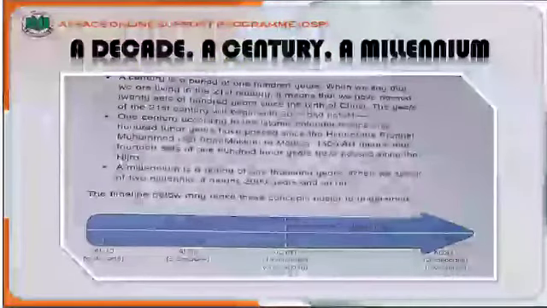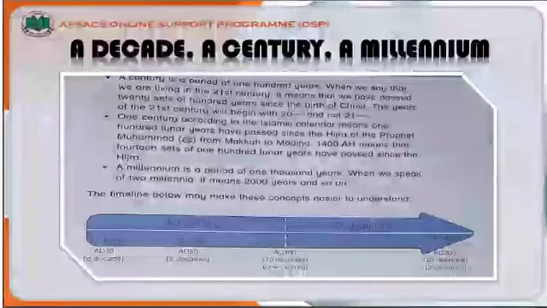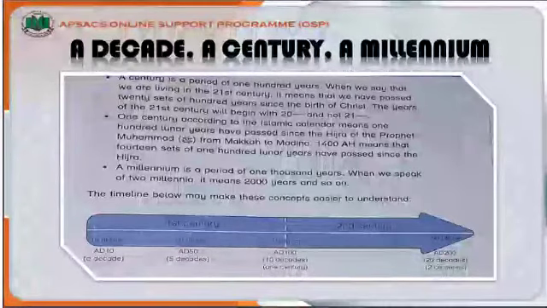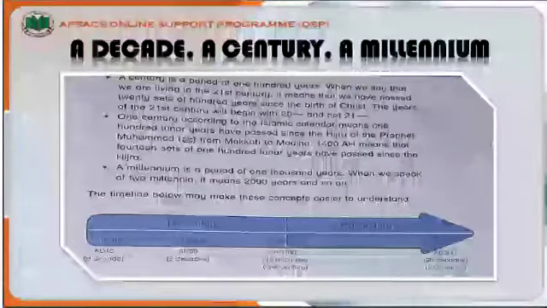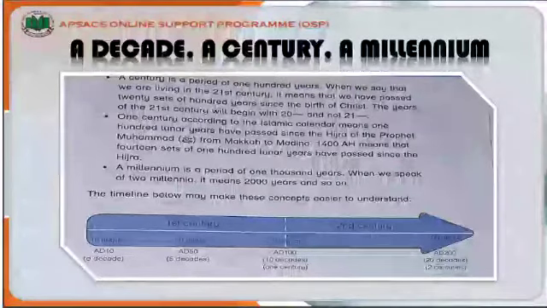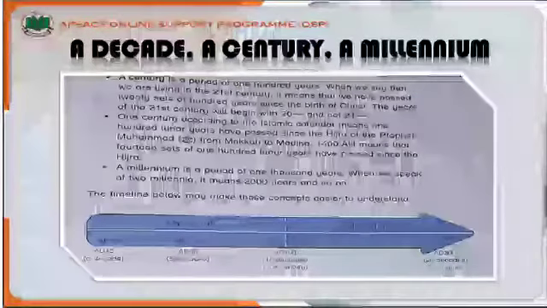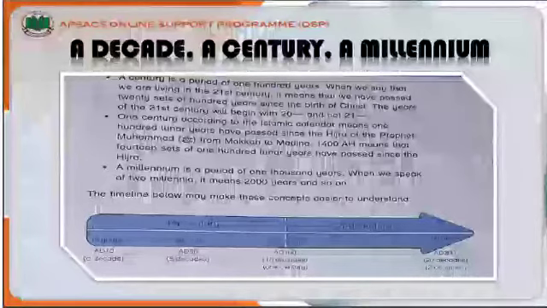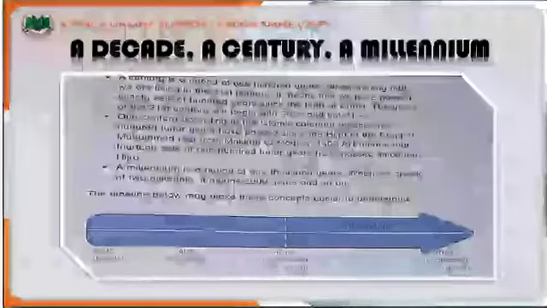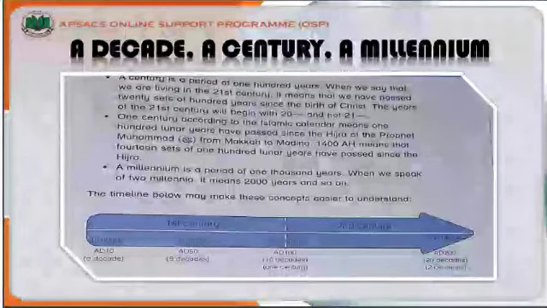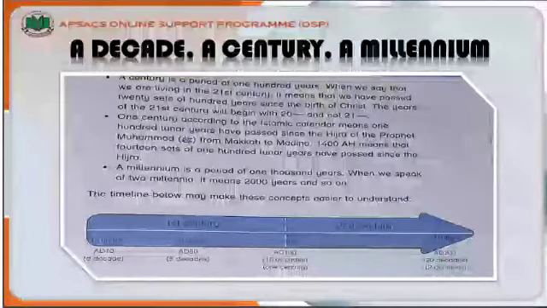Open page number 34 and 35 to understand all these. A decade is a period of 10 years. When we talk about 2 decades, we mean 20 years and so on. A century is a period of 100 years. When we say that we are living in the 21st century, it means that we have passed 20 sets of 100 years since the birth of Christ. The years of the 21st century will begin with 20 and not 21.